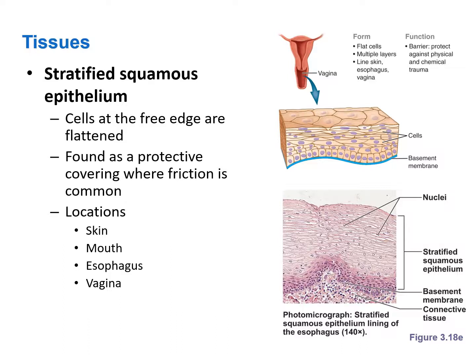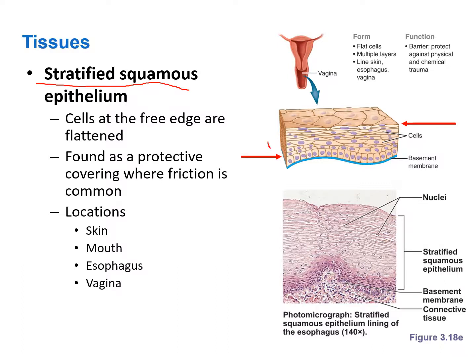Okay, so this is going to be our stratified squamous epithelium. Again, it's going to be these flat, square-shaped cells, which are going to be stratified. You're going to have more than one layer. And these cells have a free edge, and the free edge is going to be completely flat, and you can see that. And where this other arrow is, you can see that they're already kind of square shaped.